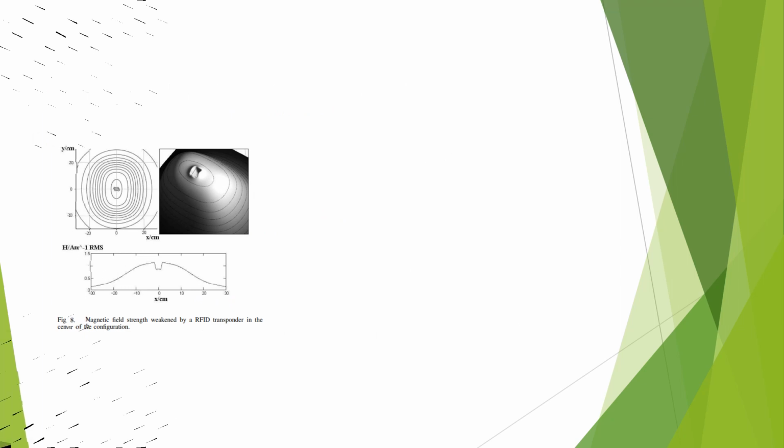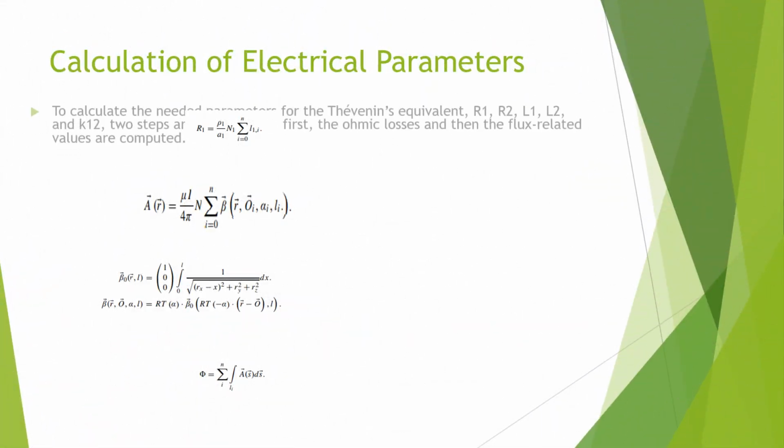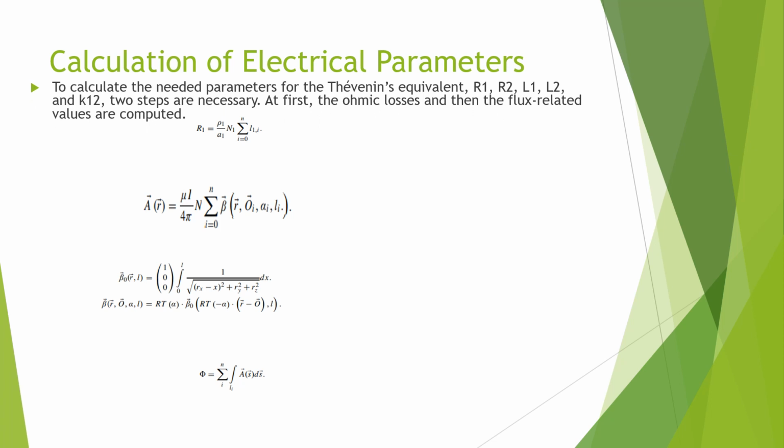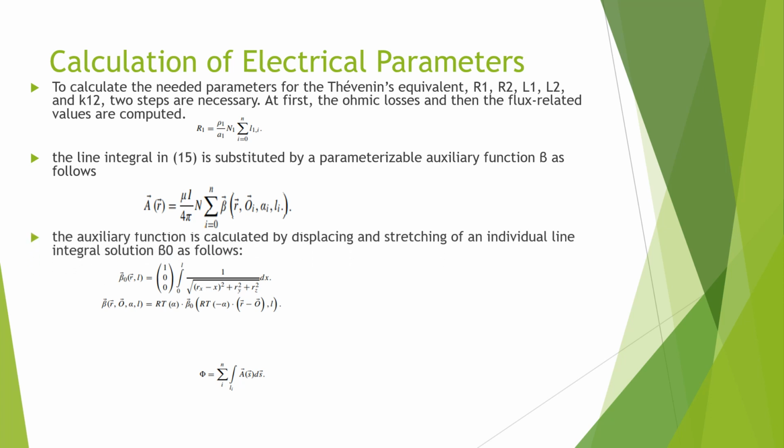Calculation of electrical parameters. To calculate the needed parameters for Thevenin's theorem, equivalent R1, R2, L1, L2 and K12, two steps are necessary. At first the ohmic loss and then the flux related values are computed. The given R1 is given below. Following that, in the line integral, n is substituted by auxiliary functions beta as follows. The auxiliary function is calculated by displacing and stretching an individual line. The integral follows b naught, and the formula is given below.